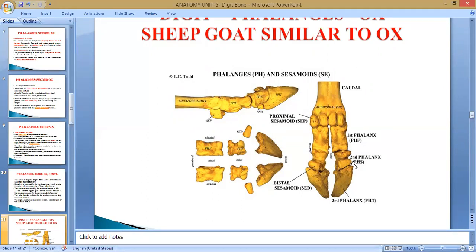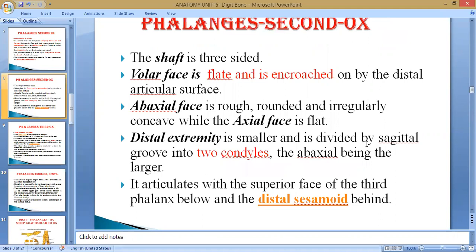Fetlock. Means sesamoid bones are located on the fetlock joint and near the coffin joint. So the last sentence is saying about the second phalanx. The second phalanx on its plantar surface distally is divided into two parts, two tubercles, by a sagittal groove, and its plantar surface has the articular facet for the distal sesamoid bone. So this is the sentence: distal extremity is smaller and divided by a sagittal groove into two condyles, abaxial and axial. Abaxial is larger and higher in position, and it articulates with the posterior face of the third phalanx below and the distal sesamoid bone behind.